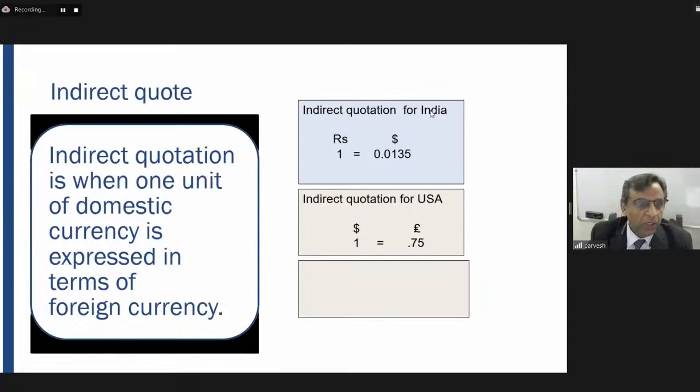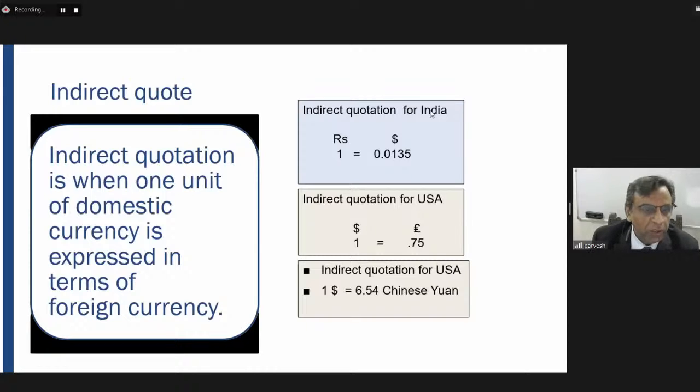Another example of an indirect quote: $1 is equal to so many yuan, Chinese yuan. This is 6.54. So this is an indirect quote for the USA, and it will become a direct quote for the Chinese people because they would like to buy dollars for making payments. On the right hand side we have the Chinese yuan, which is not the US currency, and on the left hand side we have dollar. So this becomes an indirect quote for USA.